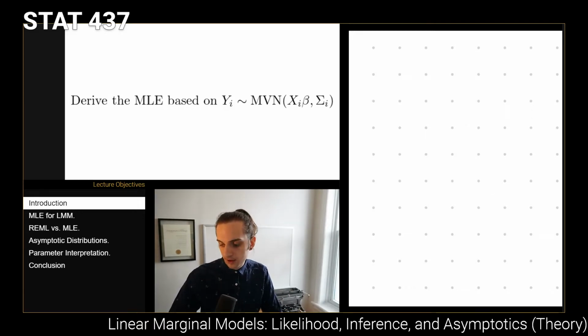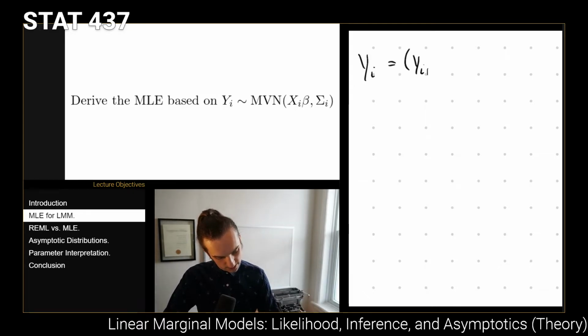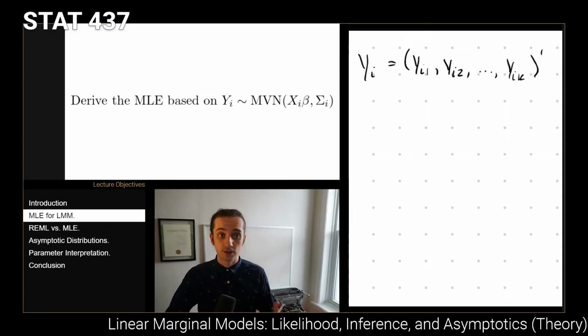So the first thing that I want to talk about is the likelihood derivation. If you remember, the idea with these linear marginal models is that we wanted to extend linear regression to the setting of a multivariate normal distribution. So we had yi being our outcome variable, and this is going to be a vector for each individual, where the vector contains all of the components, yi1, yi2, up to yik for each individual. So these are all of the longitudinal observations that we had.